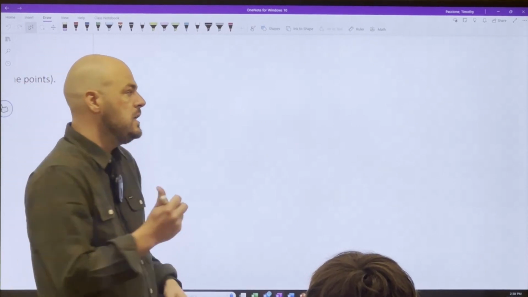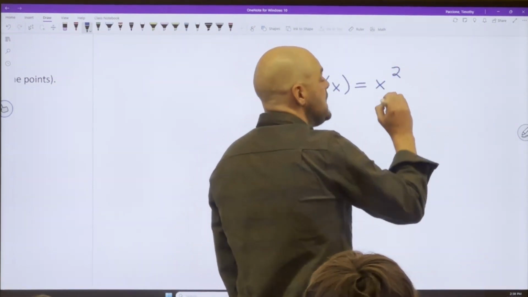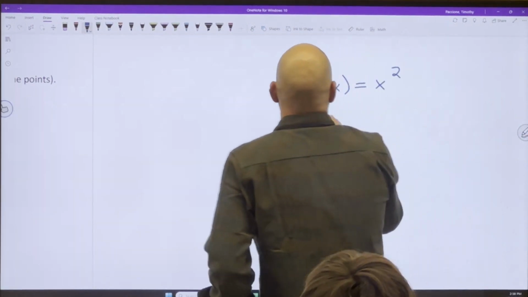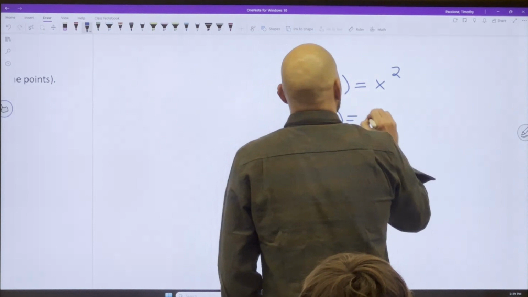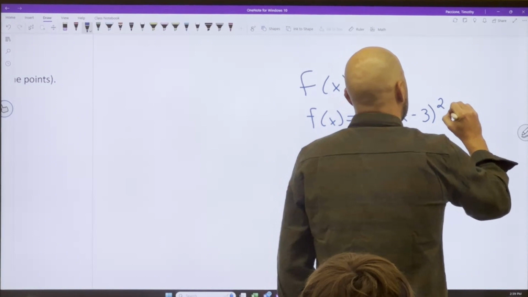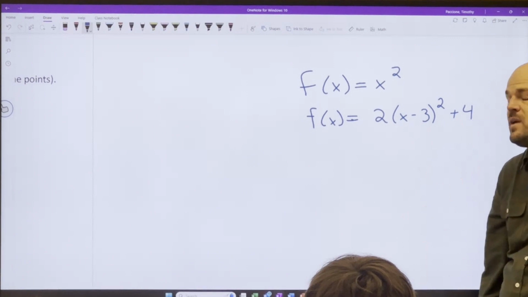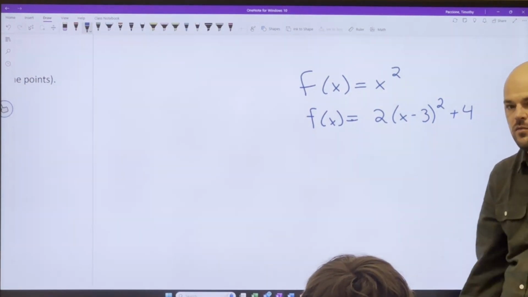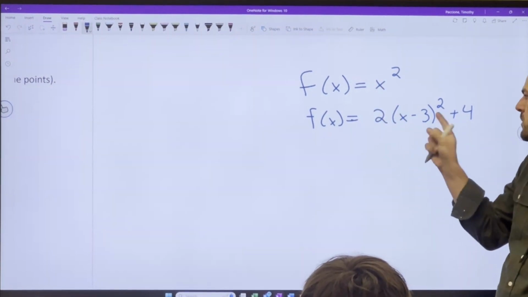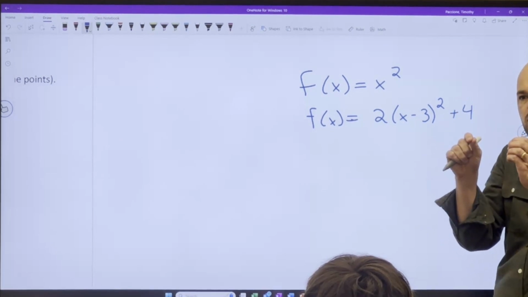For instance, the parent function f of x equals x squared, right? If you know that really well, then when you get more complicated, like if you have f of x equals 2 times (x minus 3) squared plus 4, you don't have to start from scratch and be like, well, I guess I'll make an xy table and keep plugging in some x's and finding y's. No, you know that one. You know what the 2 does, you know what the minus 3 does, you know what the 4 does, or you will, and you can just move around your parent function, okay?